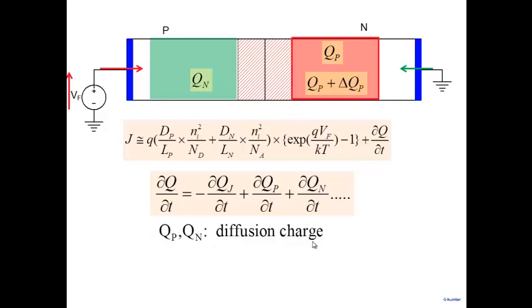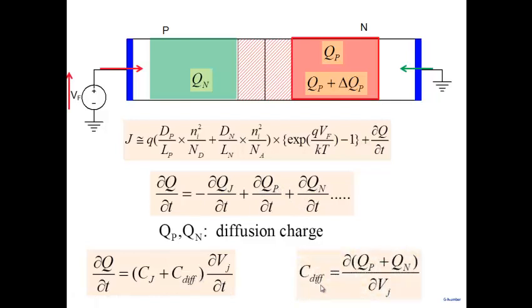We call them diffusion charge, and therefore when I take their derivative, del Q by del T, if I look at these two terms here, del QP by del T, del QN by del T, I will get a diffusion capacitance. The first term gives me junction capacitance Cj del Vj by del T. The next two give me diffusion capacitance. So diffusion capacitance we define as del by del Vj of QP plus QN. Excess hole charge here, excess electron charge here. The two together give rise to a new capacitance, which we call the diffusion capacitance.